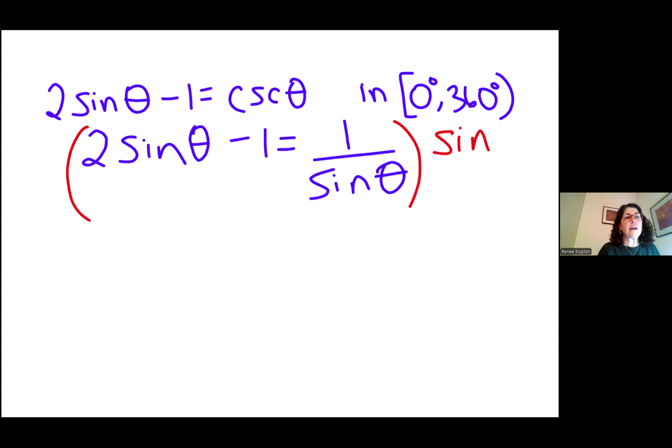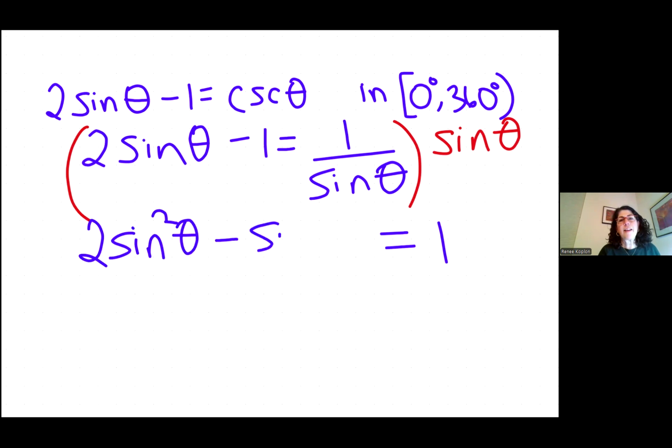On the right-hand side, we're going to get rid of that sine theta in the denominator because anything over itself is 1. So sine theta over sine theta is 1. And we have to distribute the sine theta on the left-hand side, and we get 2 sine squared theta minus 1 times sine theta is just sine theta. Now it's looking a whole lot better.